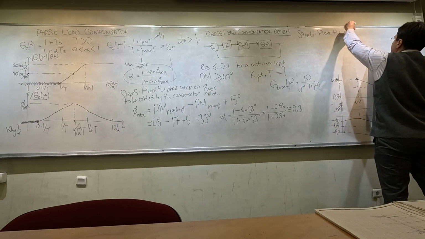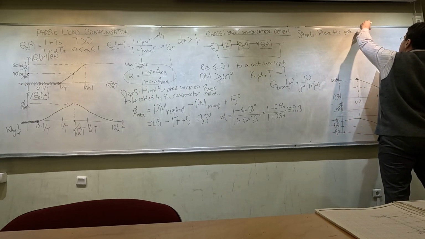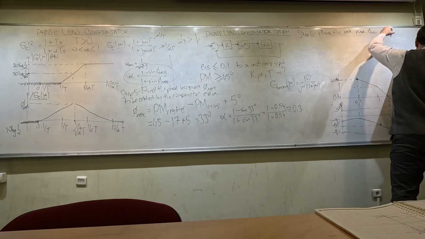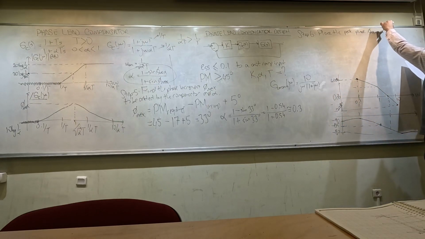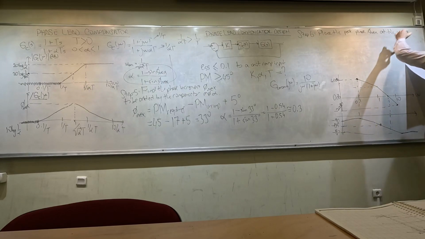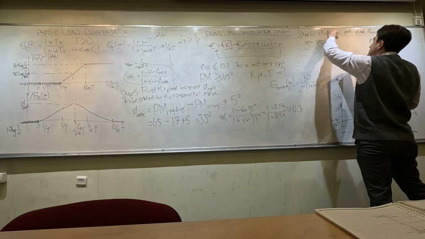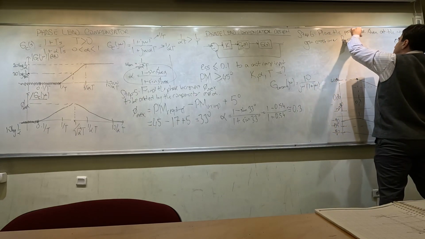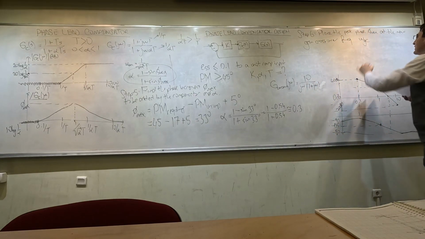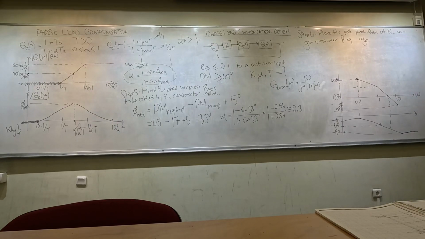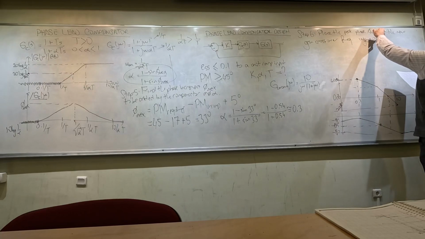Place the peak phase phi max at the new gain crossover frequency. I will call this frequency omega GC, the compensated gain crossover frequency, and find T.